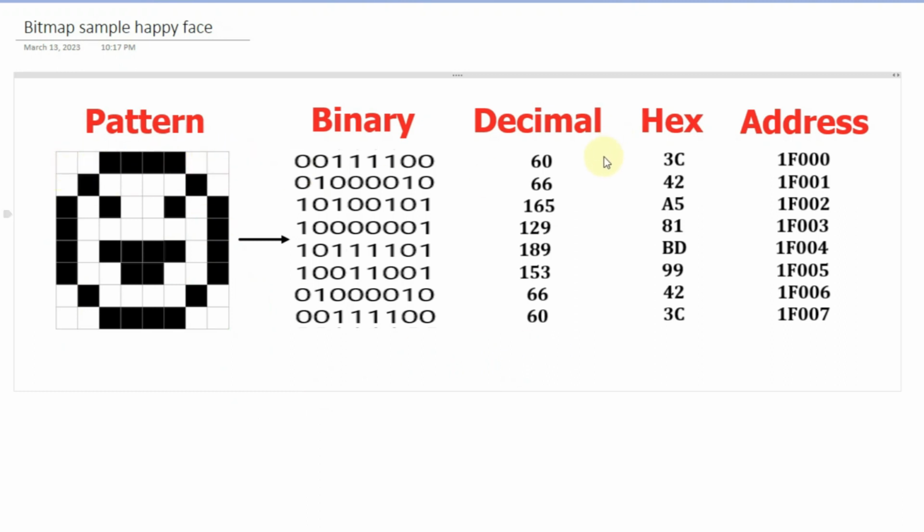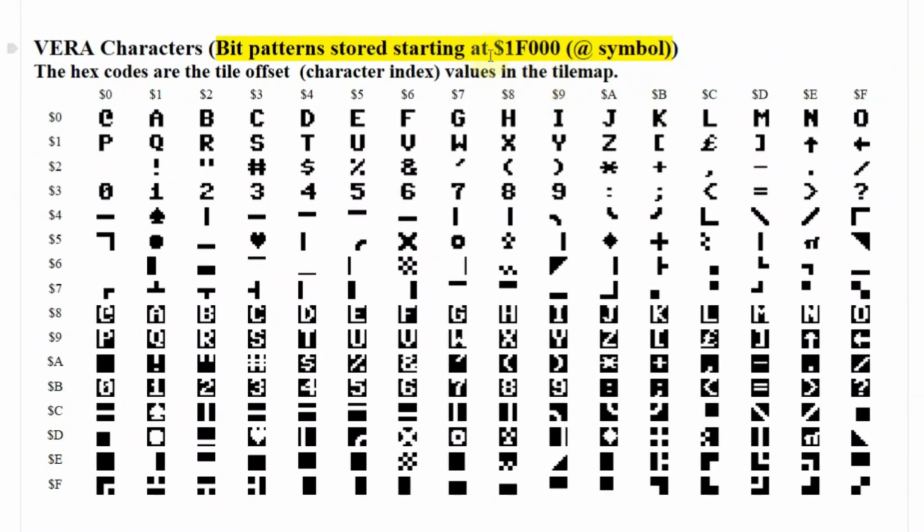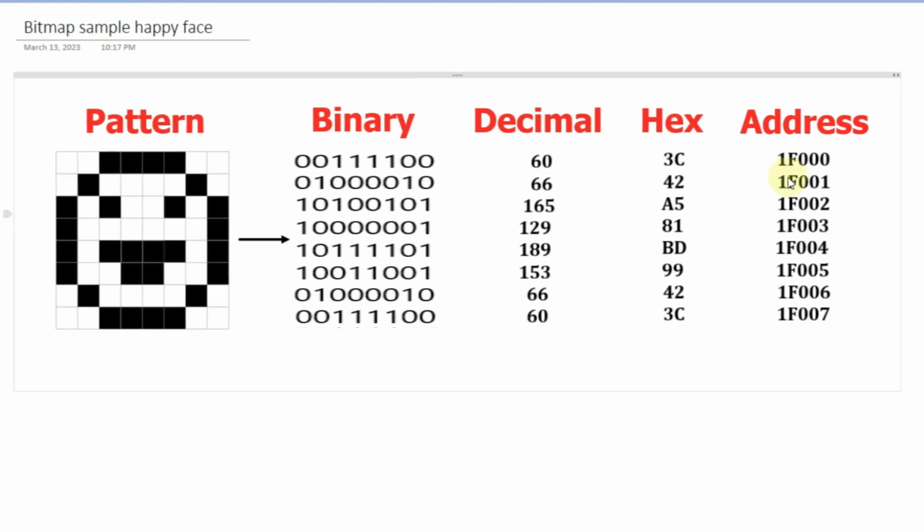So in this case, the first byte in this pattern would be stored at address 1F000, which is actually the first character in our character set. If we look back here again, you can see there's a note that says these characters begin at address 1F000. So if we were to reprogram this @ symbol, for example, into a happy face, then these are the addresses that those pattern bytes would be stored at. The first byte would be stored at address 1F000, and then the addresses would just increment up until the last row here at the bottom, which would be stored at address 1F007.